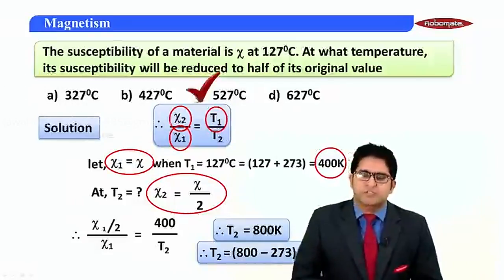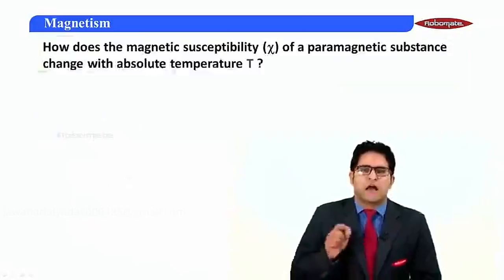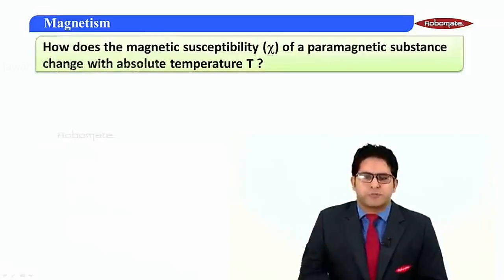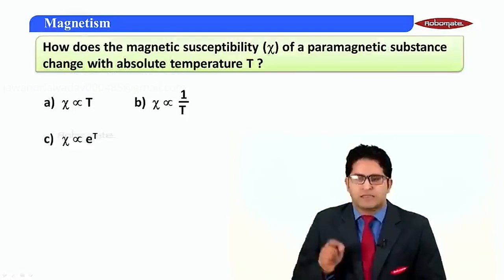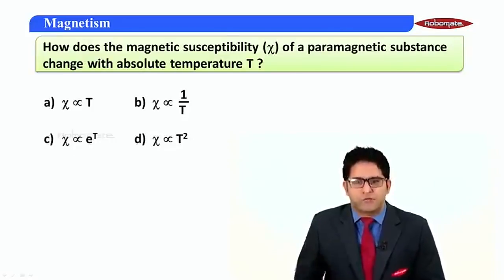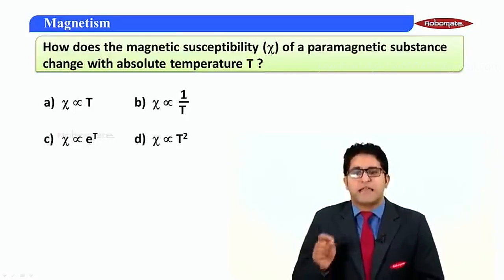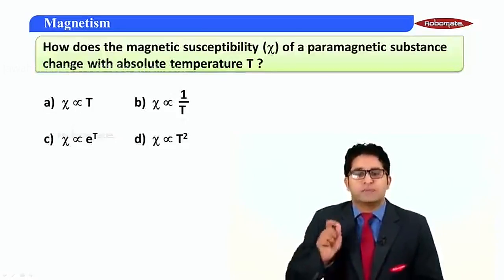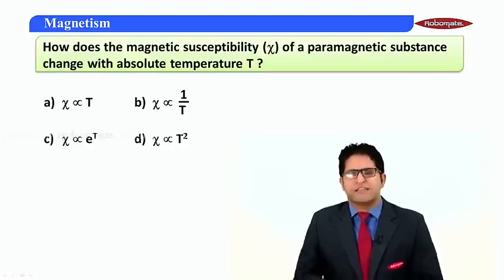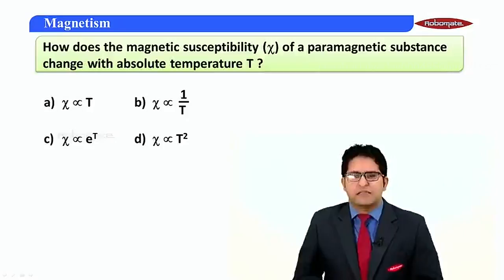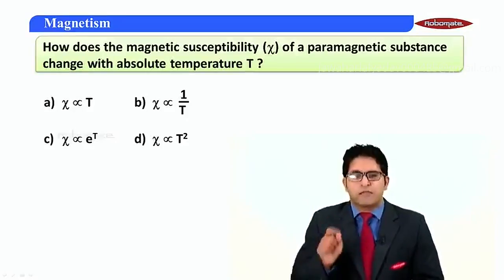Now let us move towards the third MCQ, and it says, how does the magnetic susceptibility of a paramagnetic substance change with absolute temperature T? And the options are xi directly proportional to T, option B xi directly proportional to 1 by T, option C xi directly proportional to e raised to T, and the last option is xi directly proportional to T square. Now students, this is a very simple question, and this can be clearly interpreted from Curie's law.